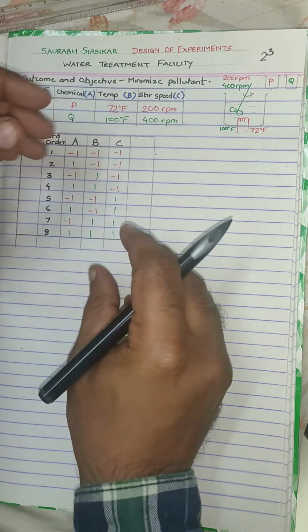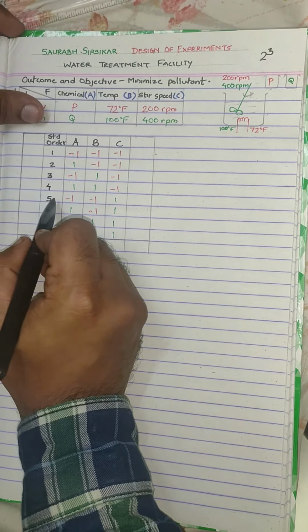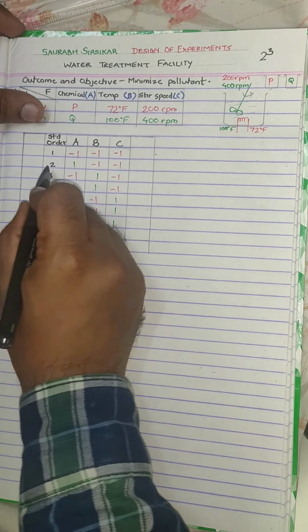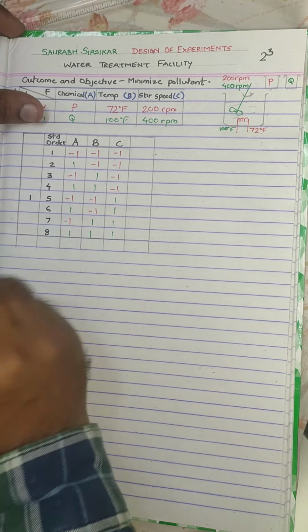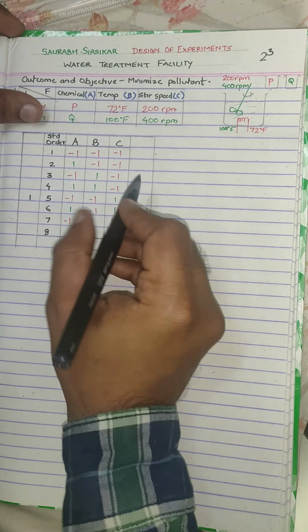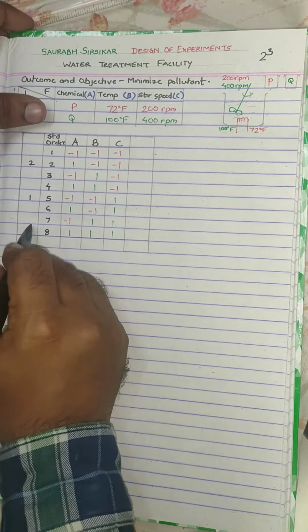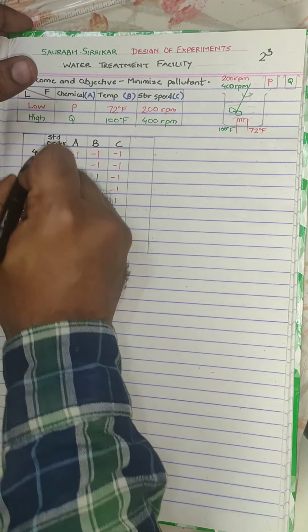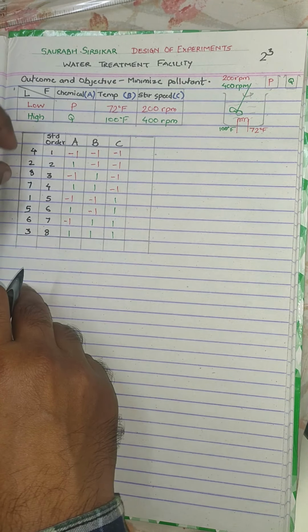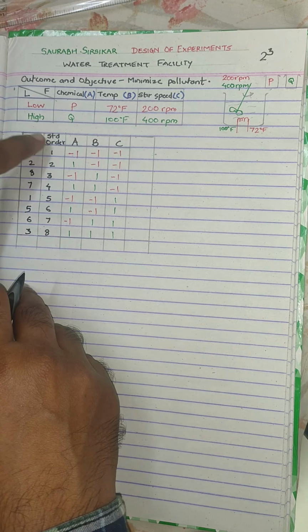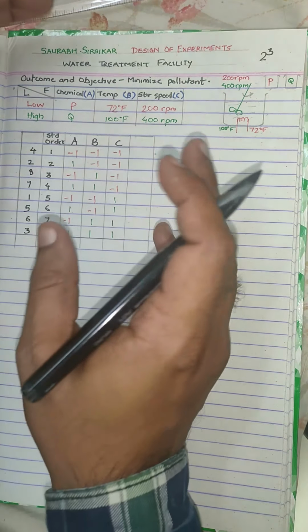Now I will randomly pick up one chit, and whatever the number is, suppose the number is 5, then I will do the standard order 5th experiment combination first. So 1, then if chit number 2 comes, then I will do this as the second experiment, then 3, 4, 5, 7, 8. So I will do the experiments in this random order, not in the standard order. Okay, and I will get the output.